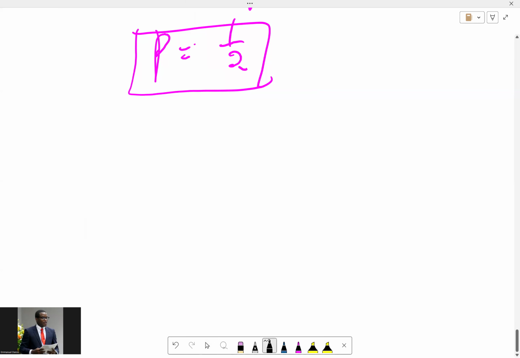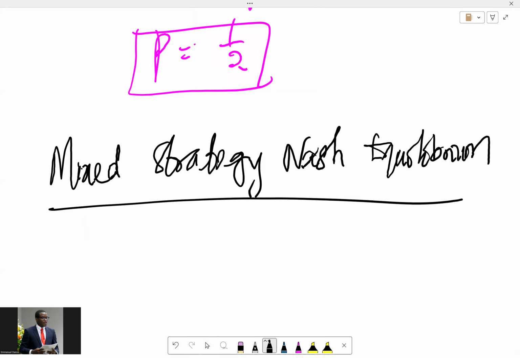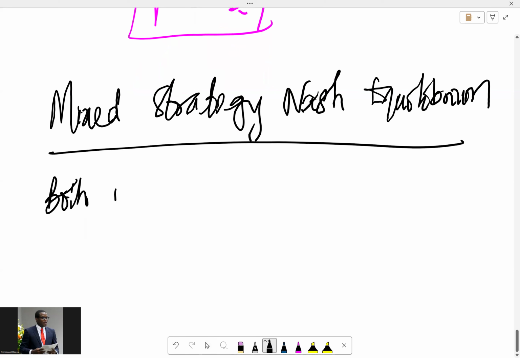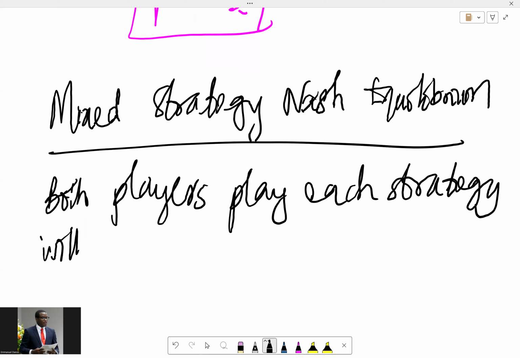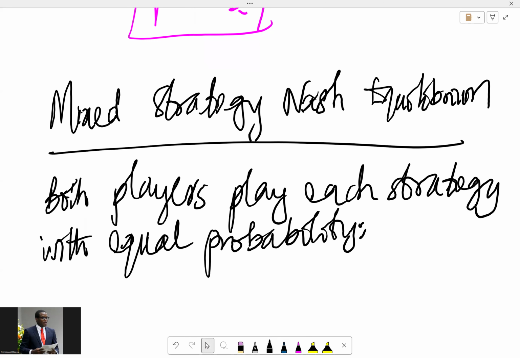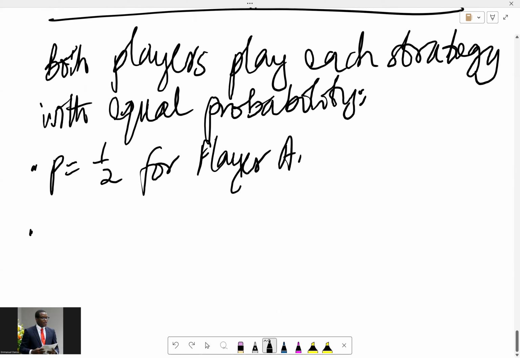So finally, can we talk about the results? What do we have now? The mixed strategy Nash equilibrium. What is that? As we conclude, we see that both players play each strategy with equal probability. That means that P is 1 over 2 for player A, as you have found, and Q is also 1 over 2 for player B.